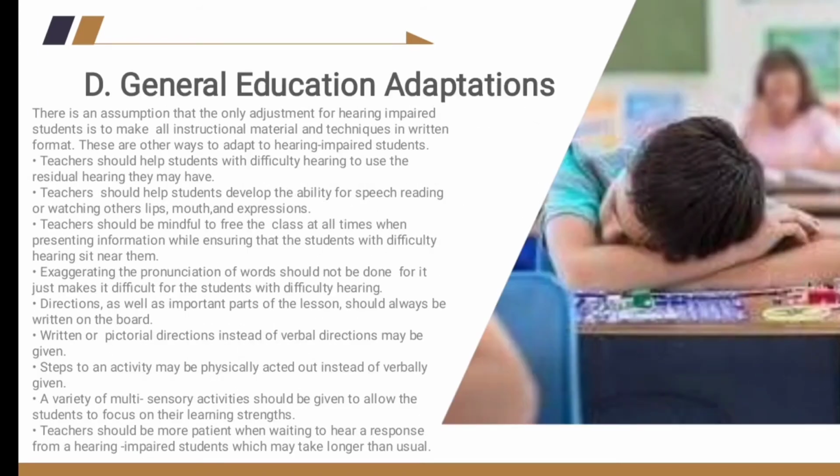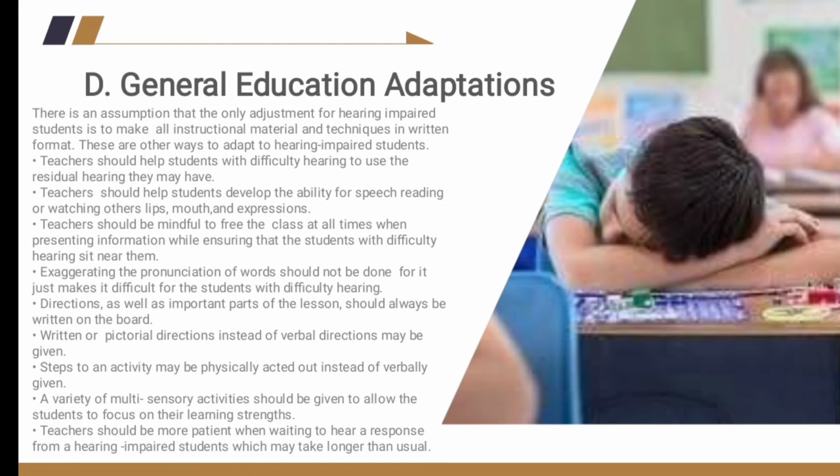So let's move on to the general educational adaptations. There is an assumption that the only adjustment for hearing impaired students is to make all instructional materials and techniques in written format. These are other ways to adapt to hearing impaired students. First, teachers should help students with difficulty hearing to use the residual hearing they may have.